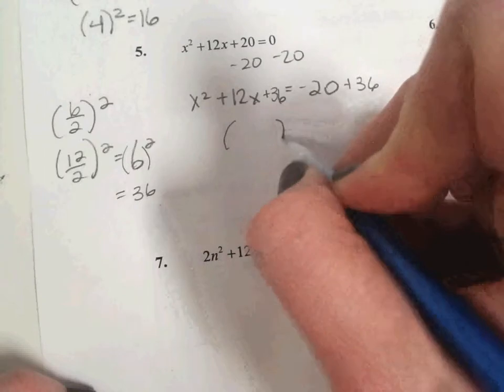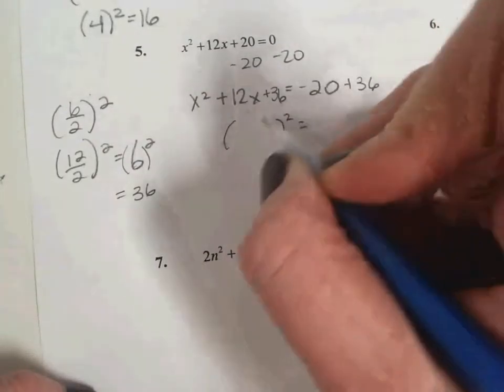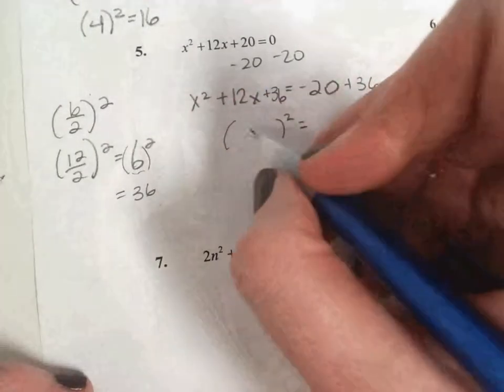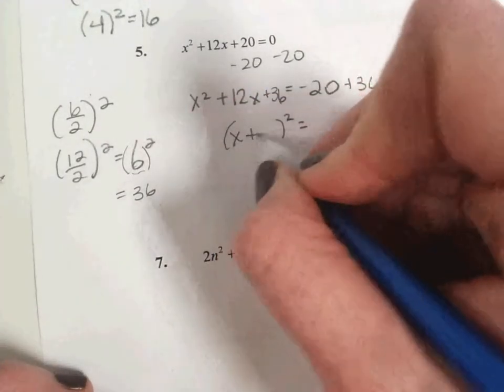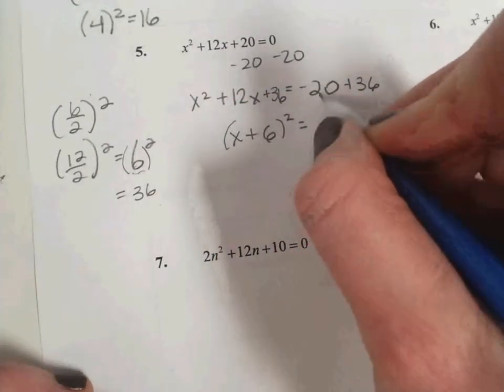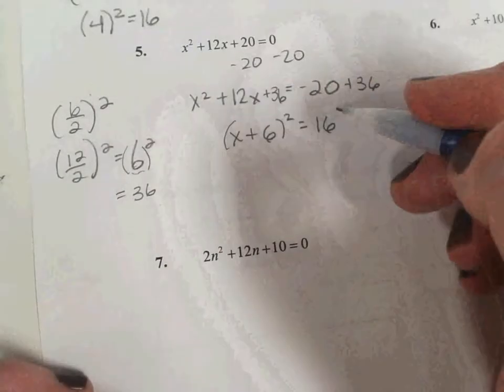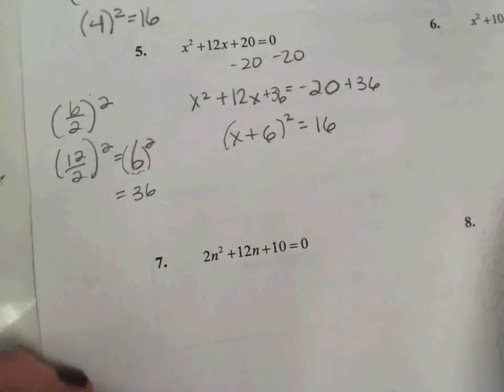And now we write our perfect square binomial. So that's going to be this value inside those parentheses, the b divided by 2 value. So x plus 6 squared equals 16. And again, you could square root both sides and continue solving from there.